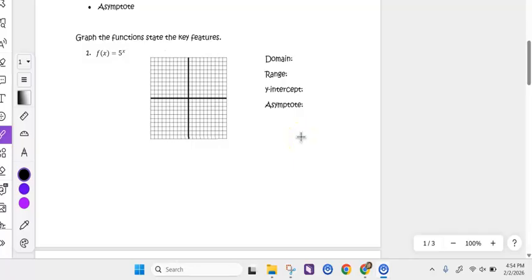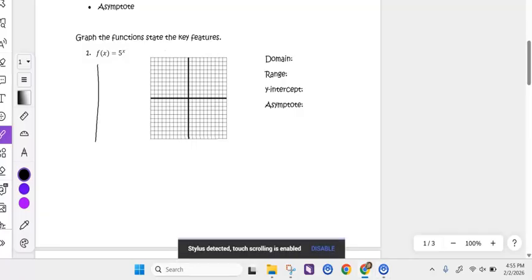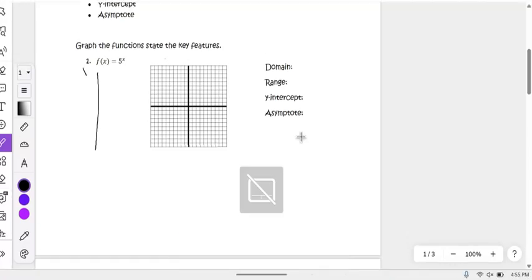So I have f of x equals 5 to the x. The first thing I'm going to do is make a t-chart, or a table, if you will. So I have x, f of x, which is also y, and I'm going to have -2, -1, 0, 1, 2. This is typically what you plug in for your x.